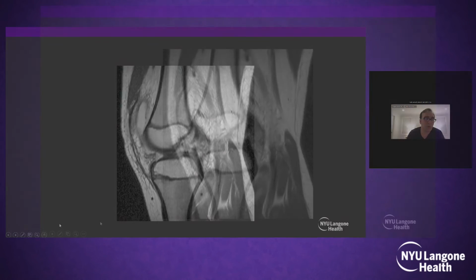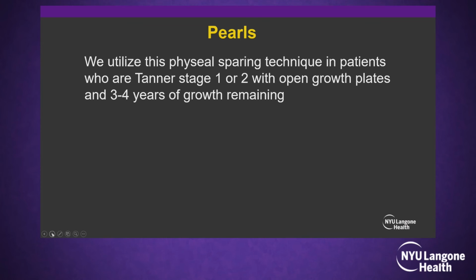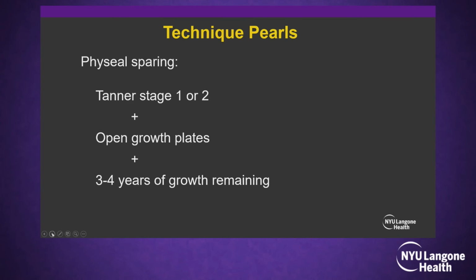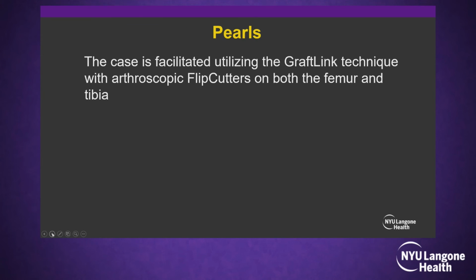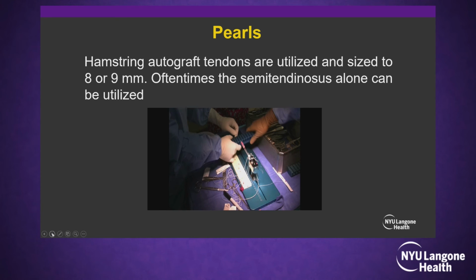So, here's his ACL. This kid has wide open plates. So for me, and we can discuss this further, anyone who's a Tanner 1 or 2 with open growth plates, 3 or 4 years of growth remaining, I'm using a fascial sparing technique on both sides. I still use the hamstring technique, and we can get into whether the quad's better or not. I'm using flip cutters, as Mehul had brought up in Cordelia.